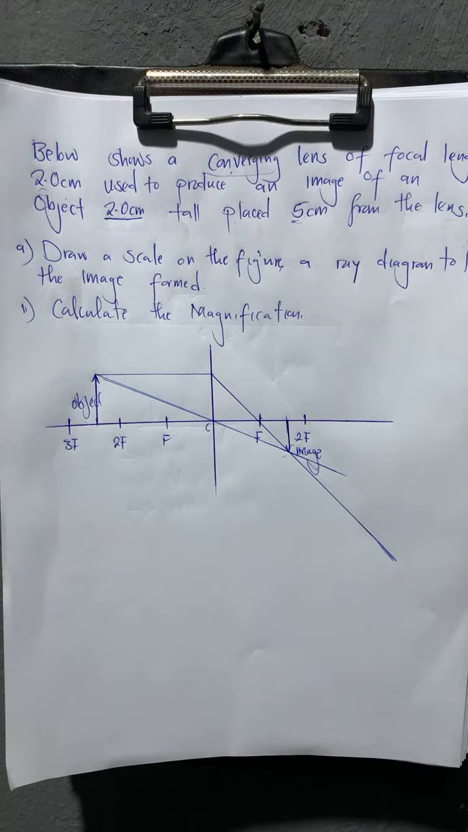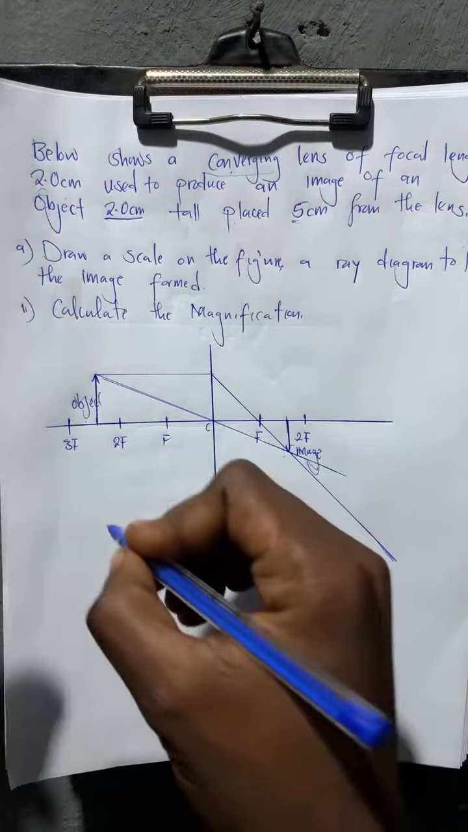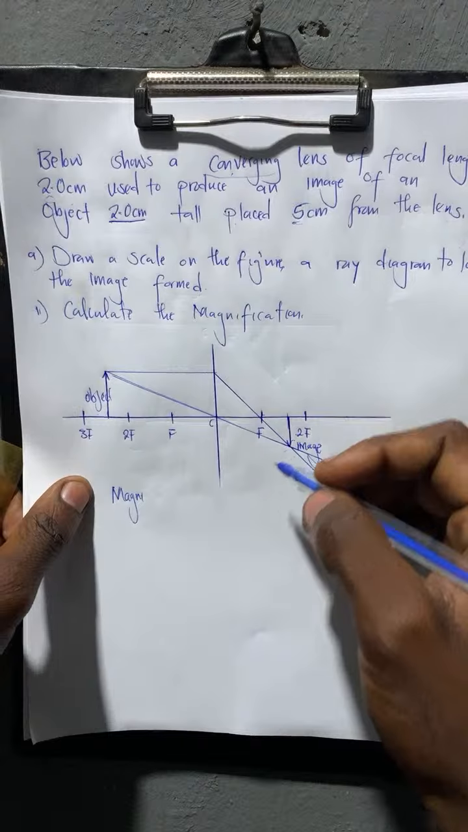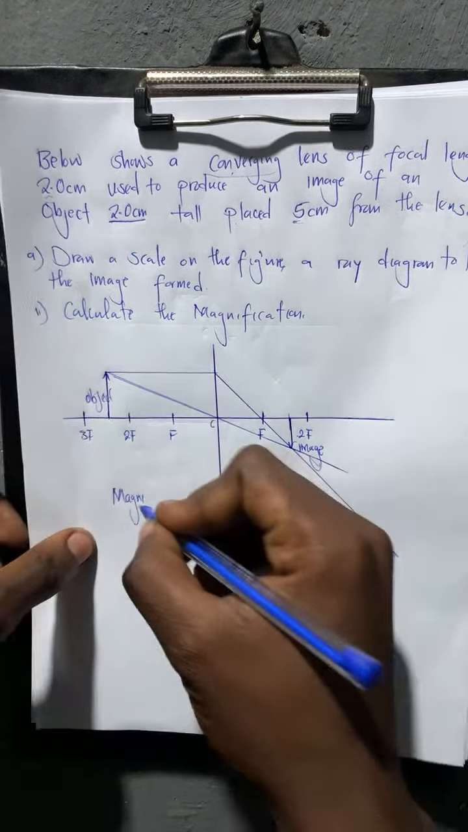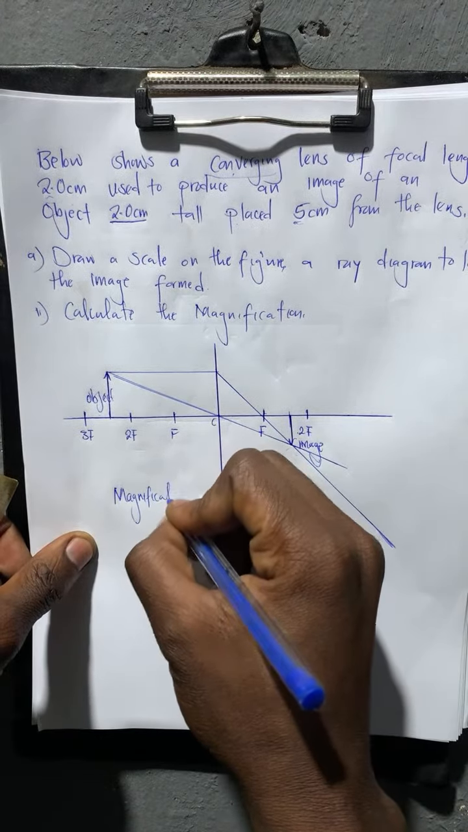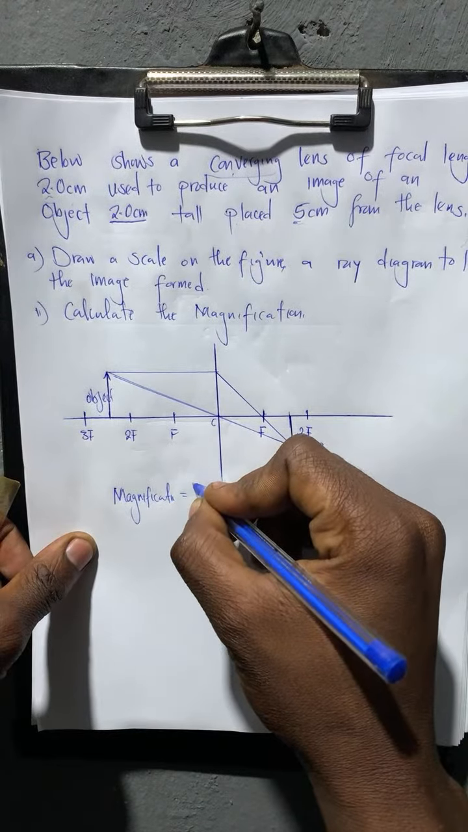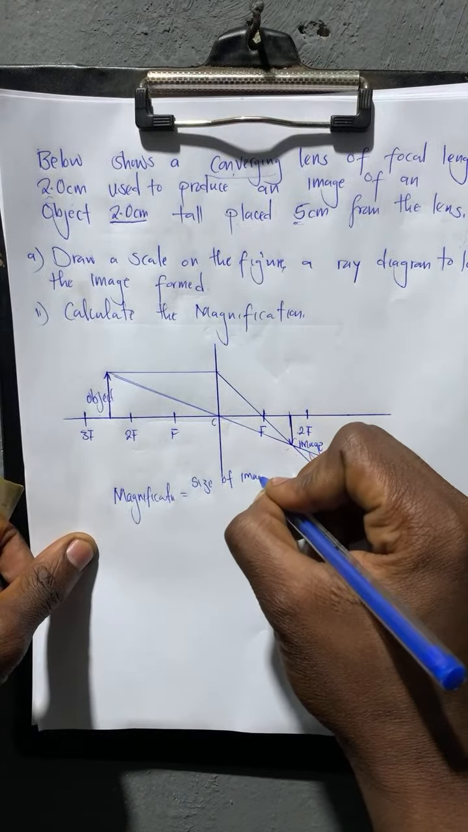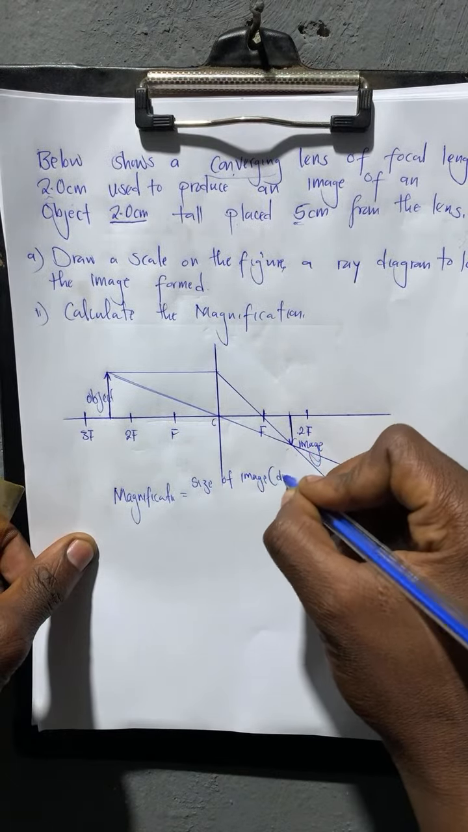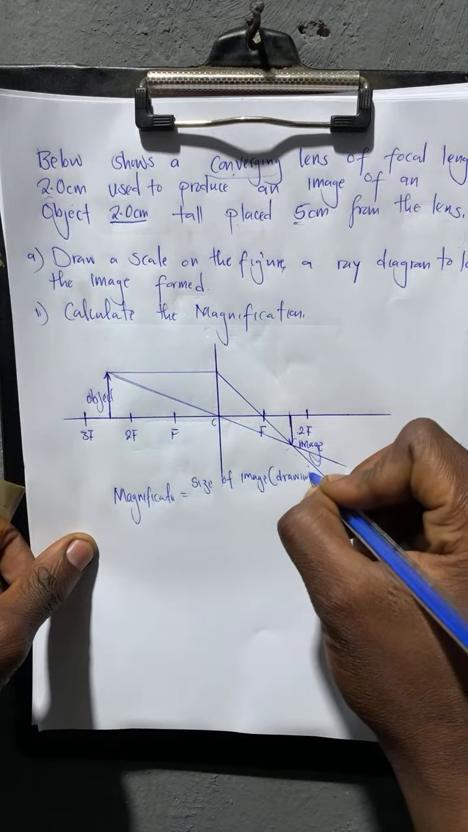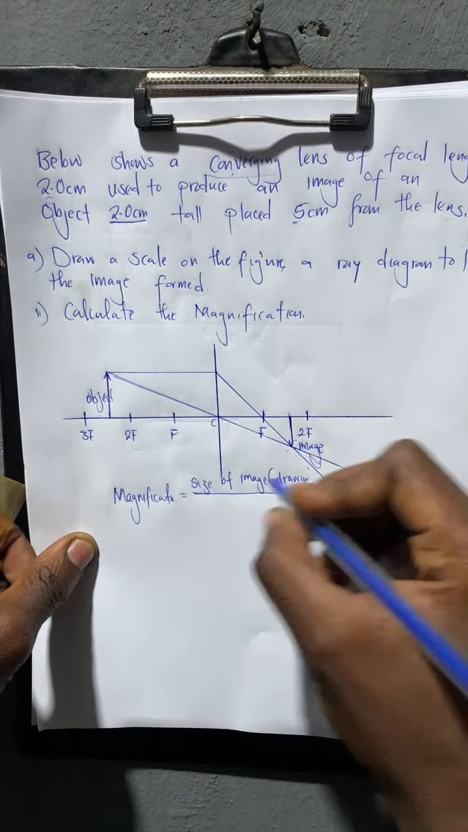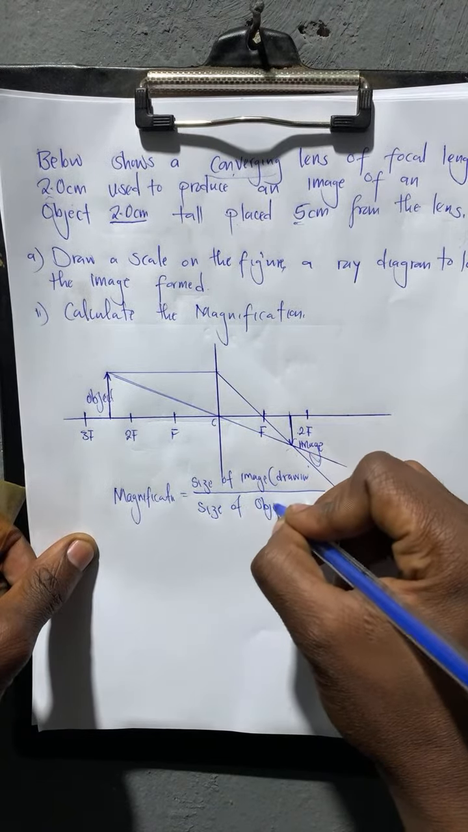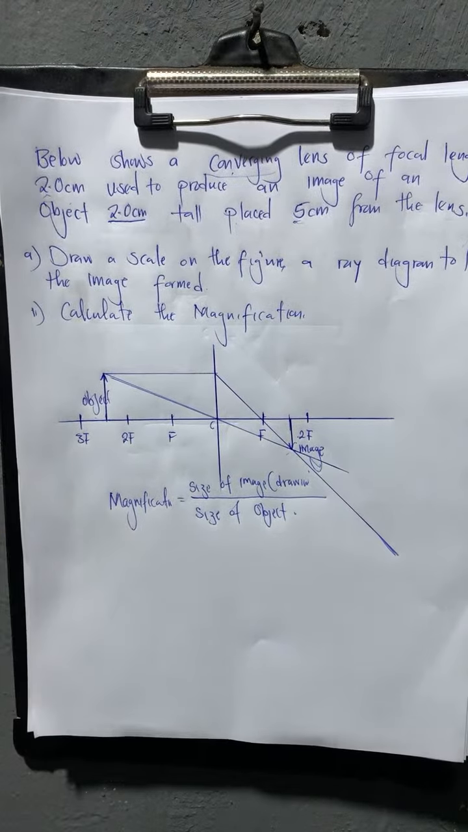It's saying calculate the magnification. So magnification means how it's been multiplied or how it has been reduced. The formula for magnification is size of image, meaning the drawing, over size of object. Okay. So how do you measure the size?